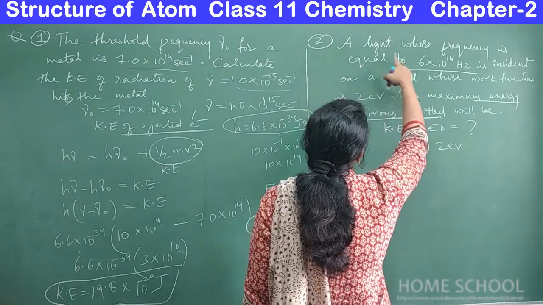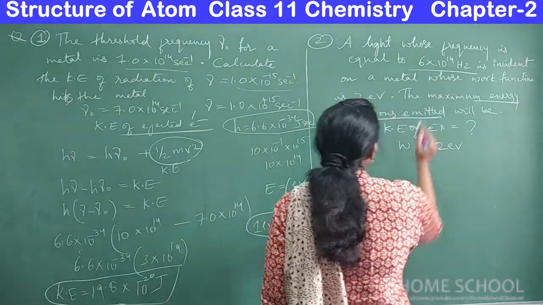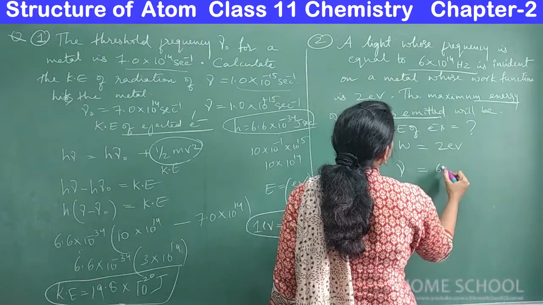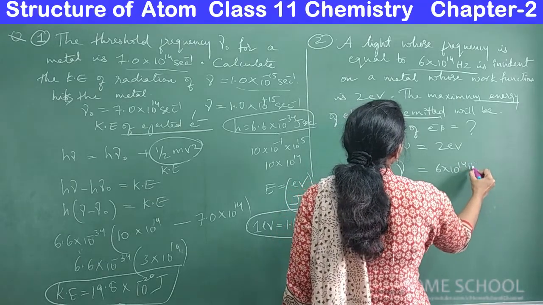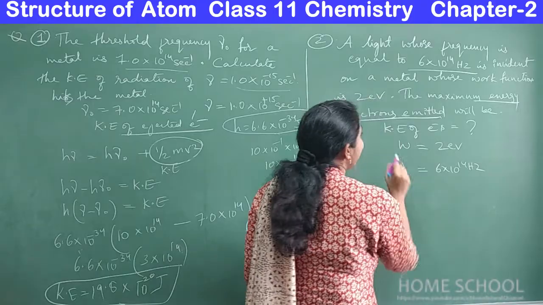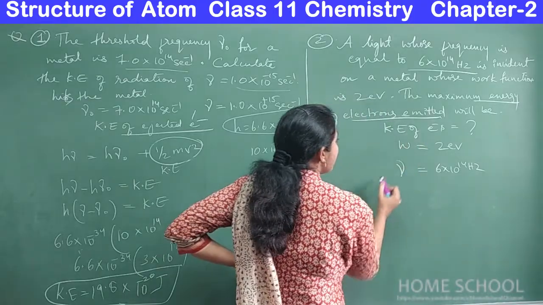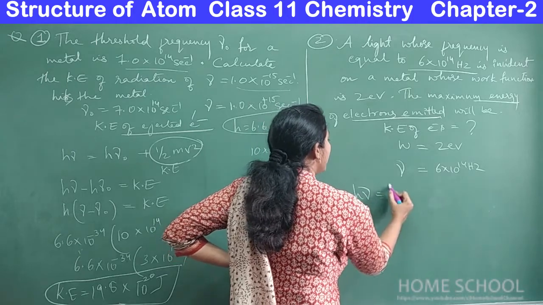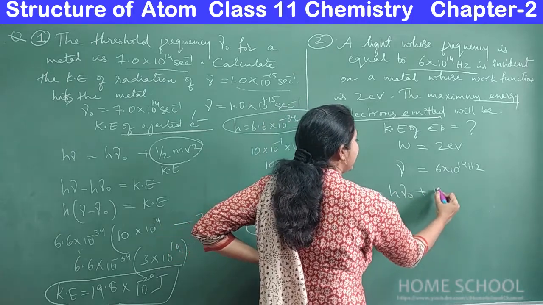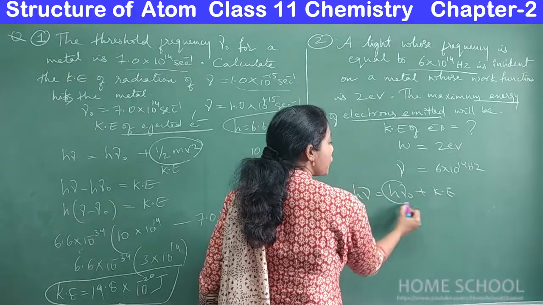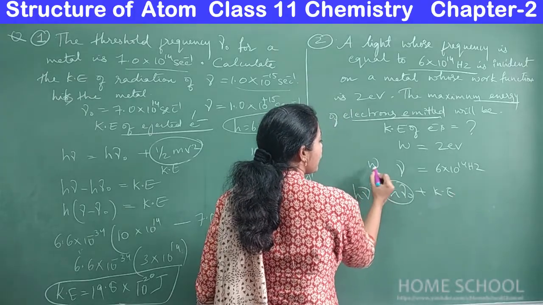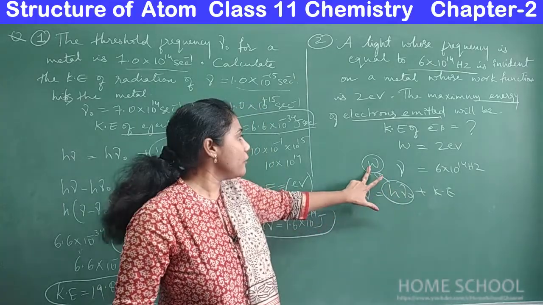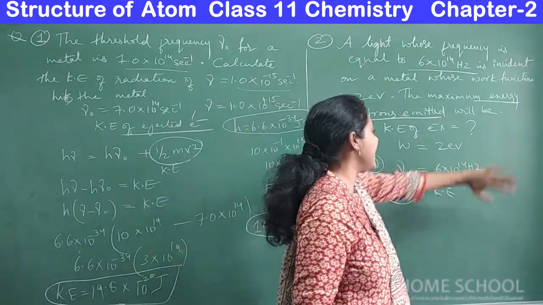And another thing, a light whose frequency, just normal frequency nu, is given, that is 6 into 10 power 14 hertz. They are asking for kinetic energy. So what do you have? h nu is equal to h nu naught plus kinetic energy. This h nu naught is nothing but the work function. Yes or no? The work function value is directly given.